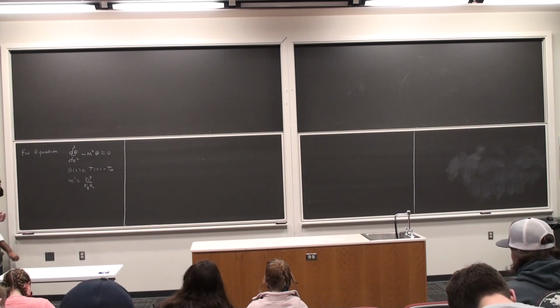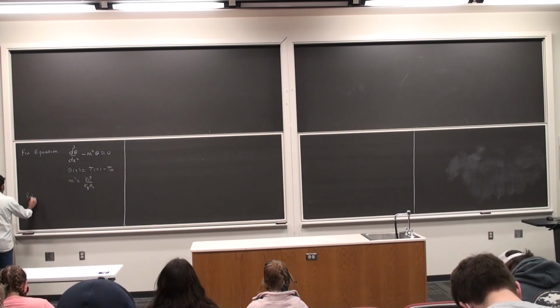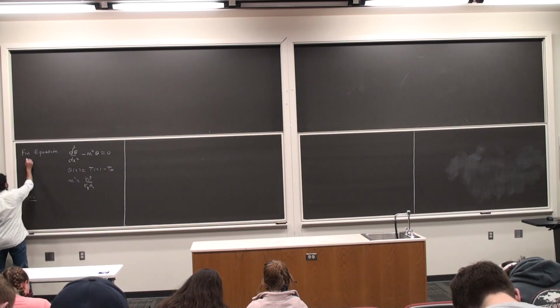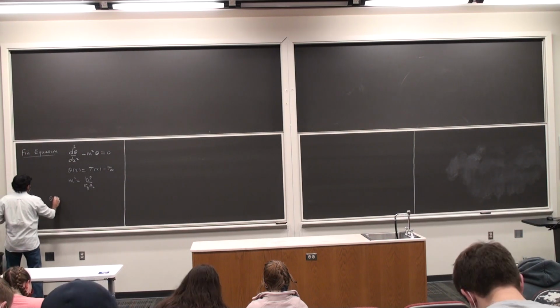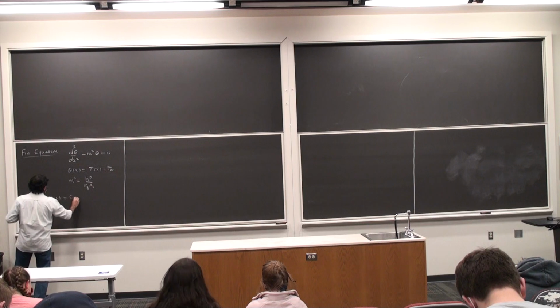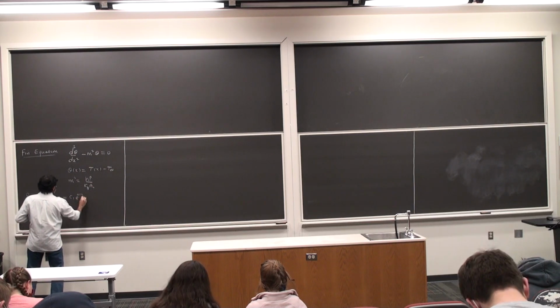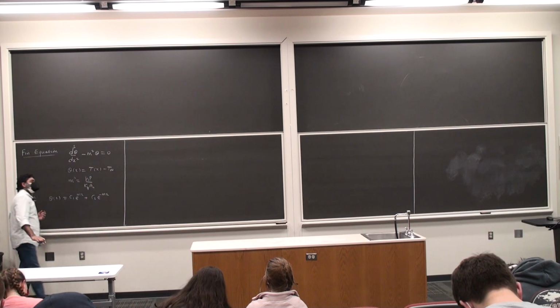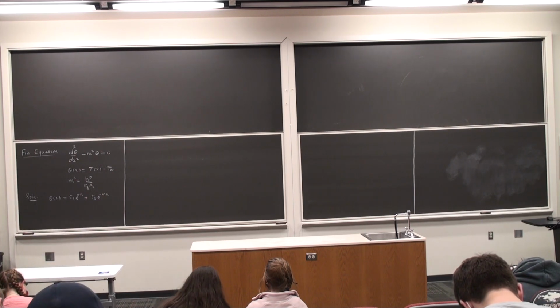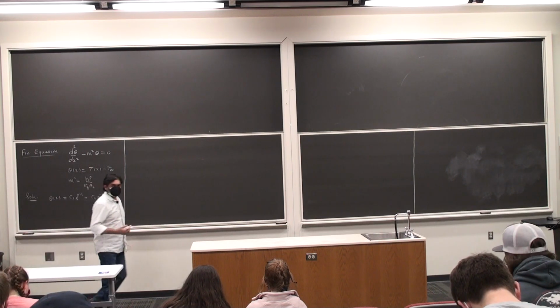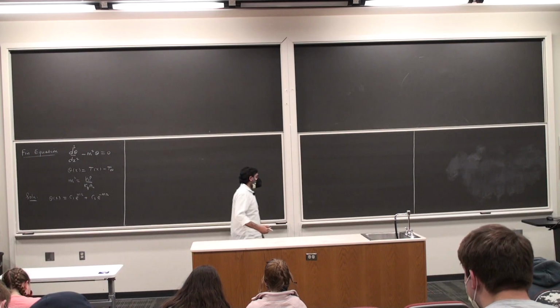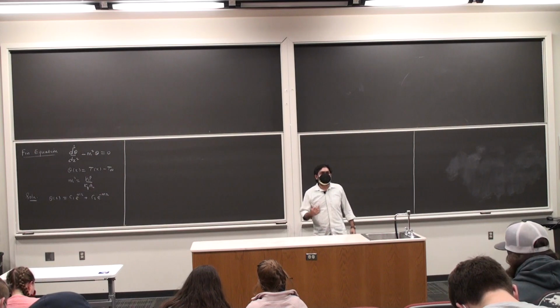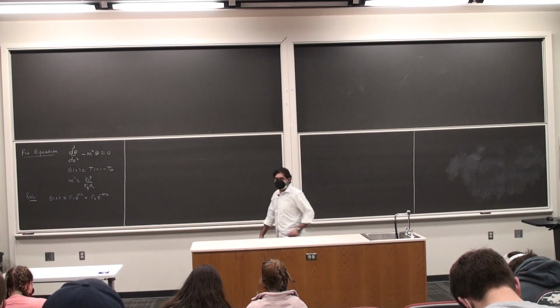And the solution for this is theta of x equals c1 e to the power mx plus c2 e to the power minus mx. C1 and C2 are obtained from boundary conditions, and we looked at a couple of cases last class. I'm just going to write down the solutions for the two cases we looked at.